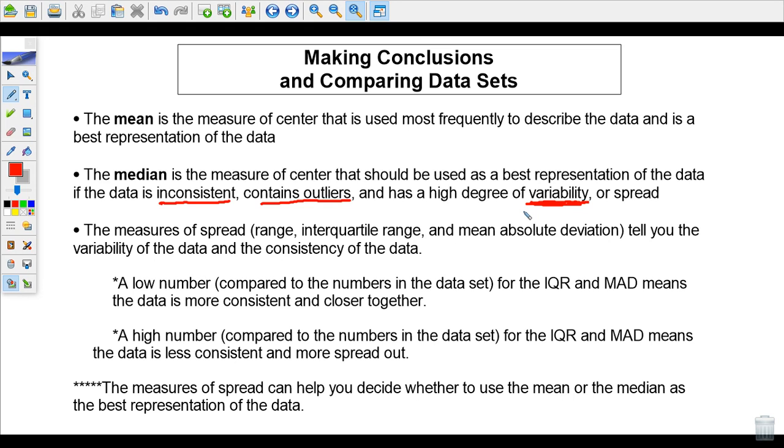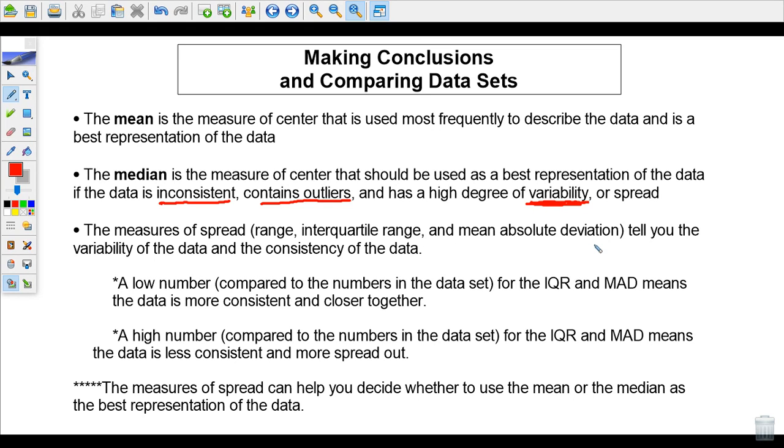Now, in order to determine if you use the mean or the median as a best representation, you have to calculate the measures of spread, because you have to know, is it consistent or is it not? Is it very spread out? Does it have a high degree of variability, of change, of difference, or not? So the measures of spread, range, especially the interquartile range and the mean absolute deviation, are going to tell you the variability and the consistency of it.